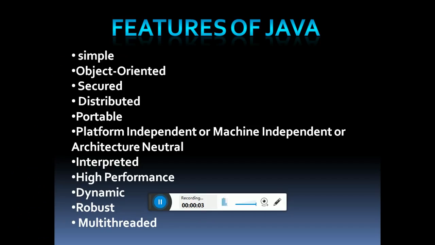Today we are going to discuss about features of Java. These are the common features and most popular features in Java. Simple, object-oriented, secure, distributed, portable, platform-independent, interpreted, high-performance, dynamic, robust, multi-threaded, and let's really get into the topics.